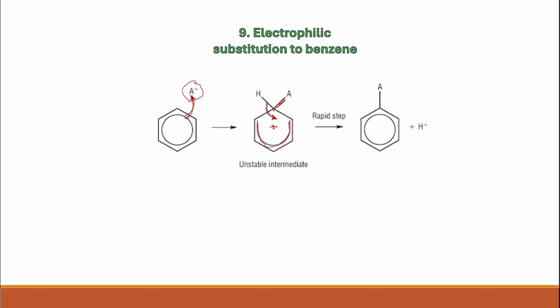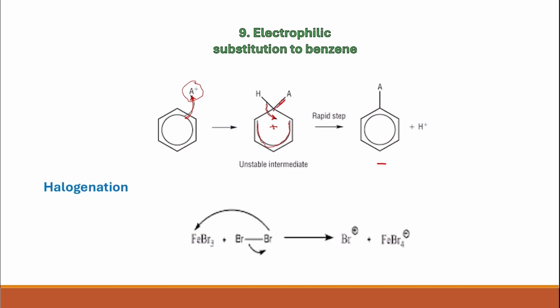Examples of these from your specifications are the halogenation. In the halogenation, you're going to use bromine in presence of a catalyst like iron bromide, and that will generate the electrophile, which is the bromide with the positive charge. And then this is going to be the electrophile that attacks the benzene ring.